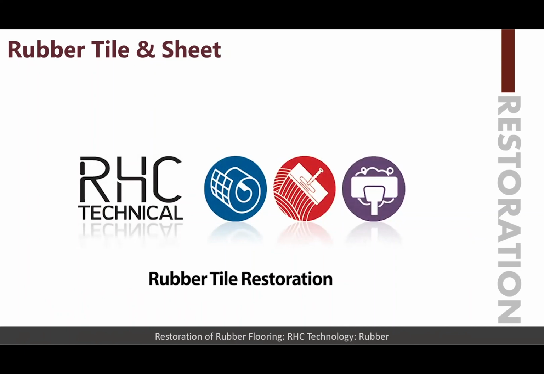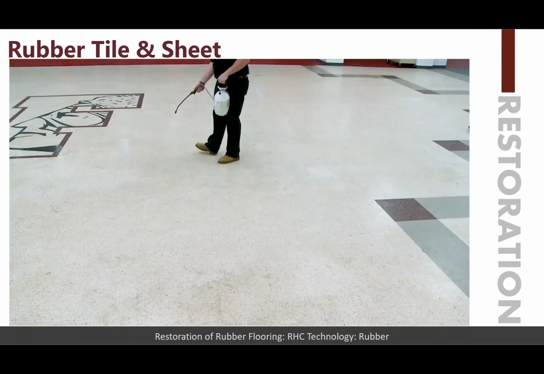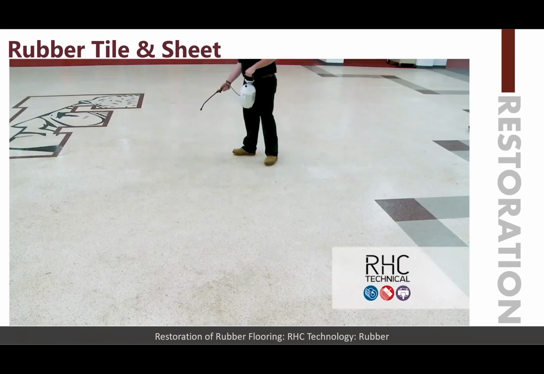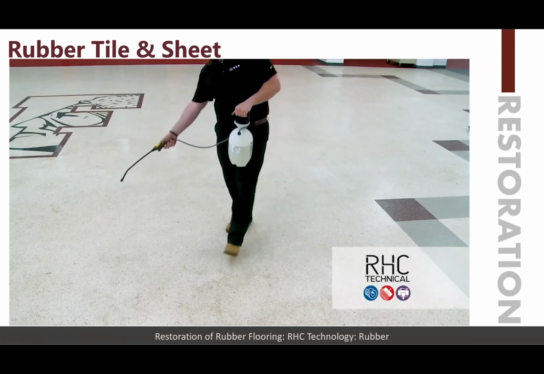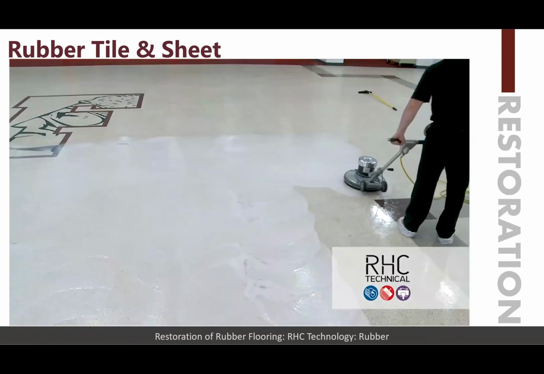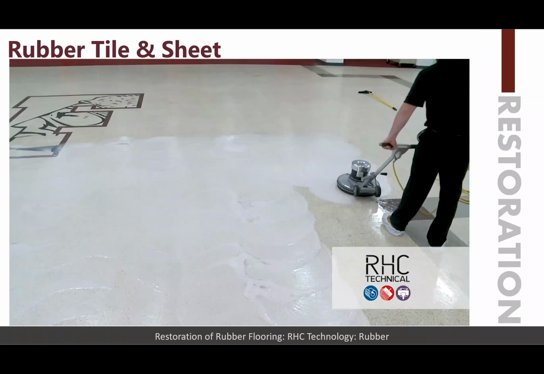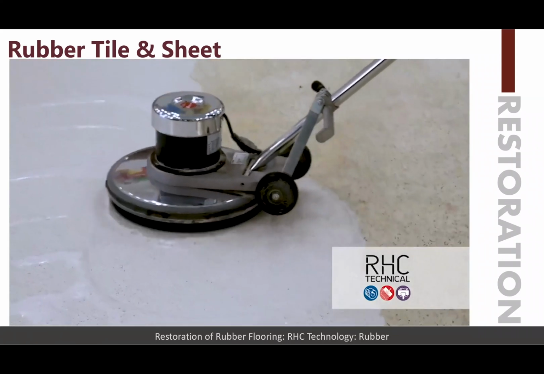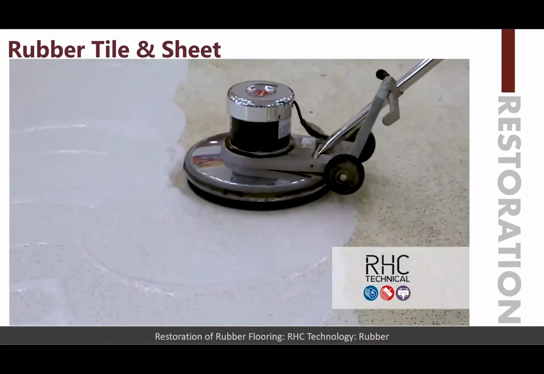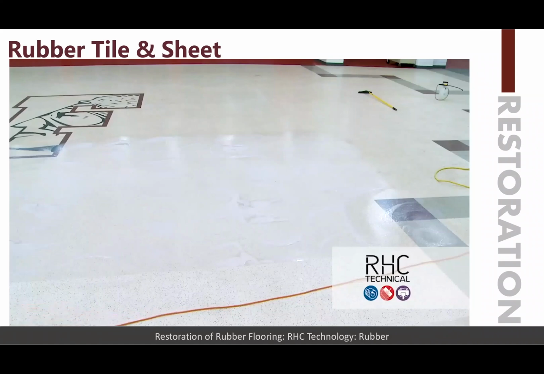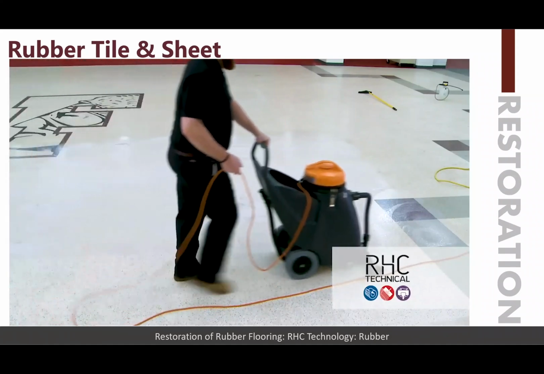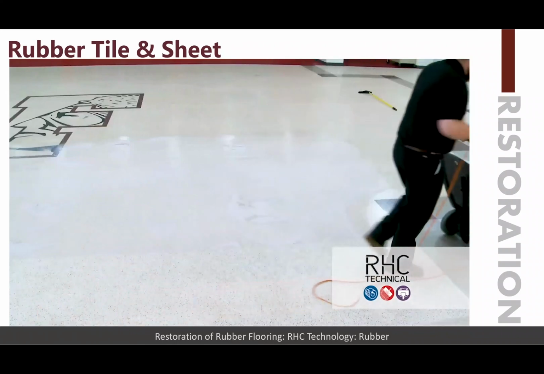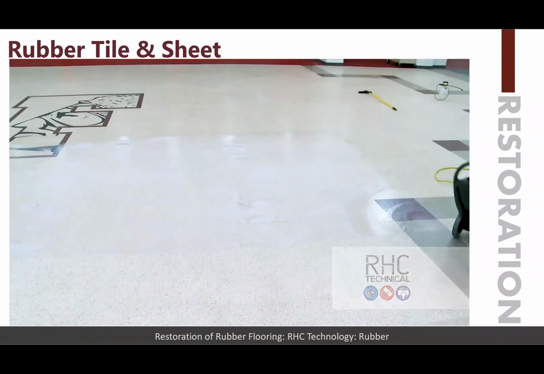In this RHC technical video, we'll demonstrate restoration maintenance of a textured rubber tile floor. For this video, we're demonstrating on a floor installed about 10 years ago and has many coats of old acrylic floor finish, and combined with soil, gives the flooring a yellow appearance. Unlike some other resilient flooring materials like VCT, rubber flooring does not need a floor finish. We'll be removing the finish and not reapplying.